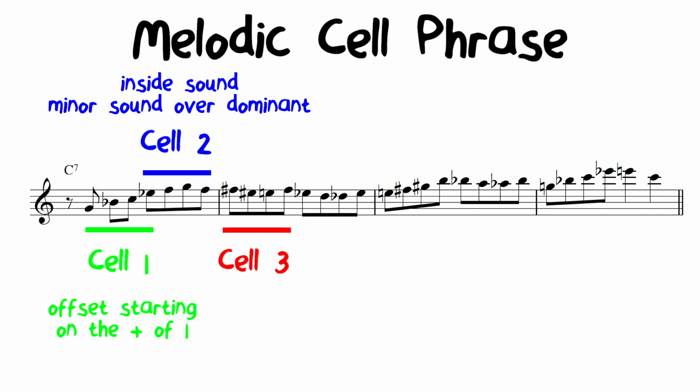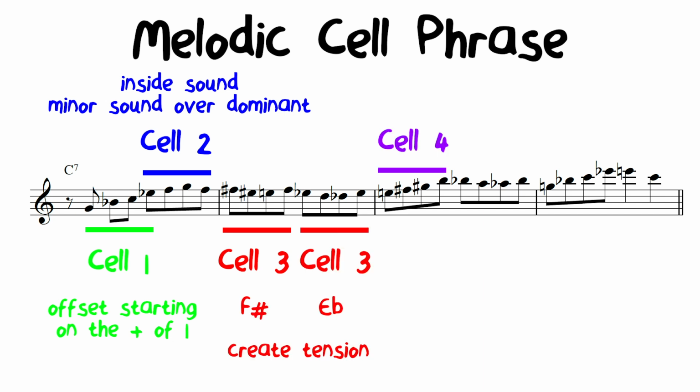So then we're going to do the cell 3 shape, but we're going to do it from F sharp and E flat. So that's going to create some tension. Then we're going to do that 1, 2, 3, 5 shape, which was cell 4, but we're going to do that from E. So that's going to definitely sound outside because 3 of those 4 notes are going to clash against C7. So that F sharp, G sharp, and B natural are definitely going to clash.